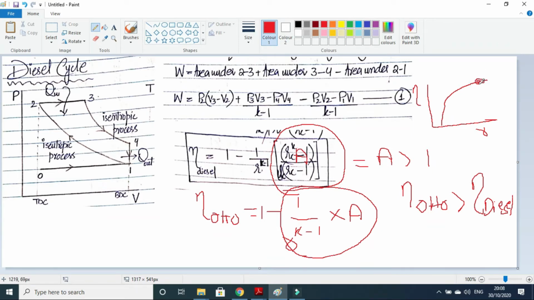So diesel engines lie here and Otto engines lie here, so they have lower efficiency than the diesel engines. But if we look at the mathematical formulas, then at the same values of r, Otto engines have greater efficiency as compared to the diesel engine.